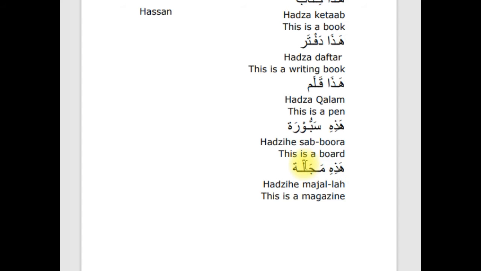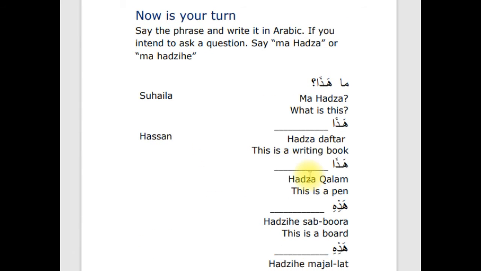هذه مجلة. هذه, this is. مجلة, a magazine. مجلة is a feminine gender form, so I need to use a demonstrative noun which is equivalent to the female gender form. هذه مجلة. Now it's your turn. Just write it in Arabic and say the words ما هذا.